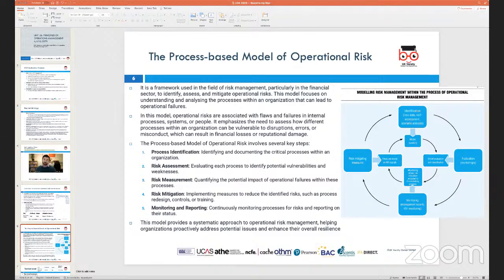Now, this process-based model of operational risk obviously follows certain key steps, as in what we've discussed when we talk about risk analysis and the process of identification of risk. So it goes through that same process of looking at identification, assessment, measurement. Then we look at mitigation, and then continuous monitoring to see whether this is having an effect or is further changes required. And in those cases, monitoring as a process would be useful.